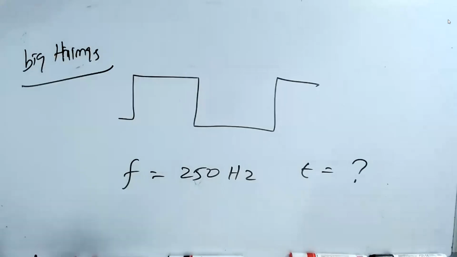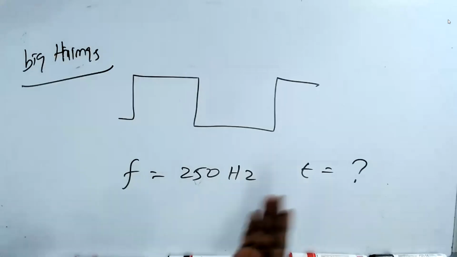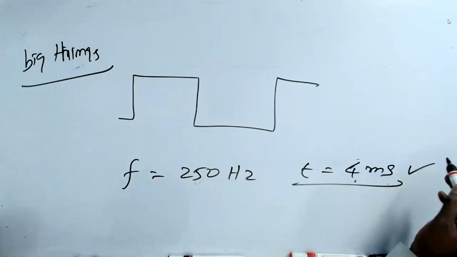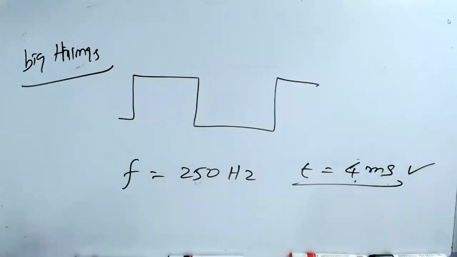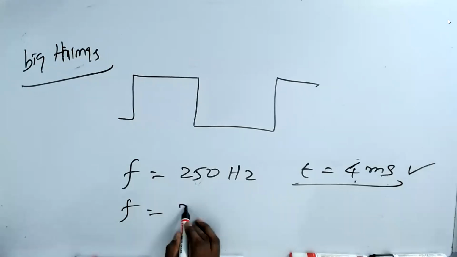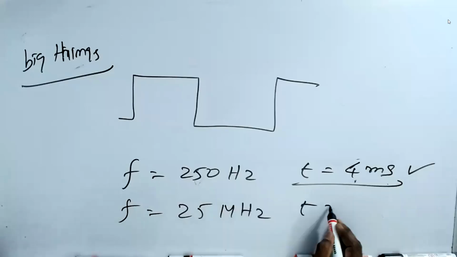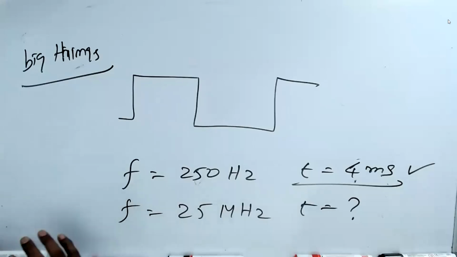But yeah, perfectly correct answer. Somebody has given me 4 milliseconds. Yeah, so perfect. Now, I'm telling you f is equal to 25 megahertz. T is equal to how much? I'm giving numbers that are very easy. I'm not giving tough numbers. You can divide them very easily. What is T?